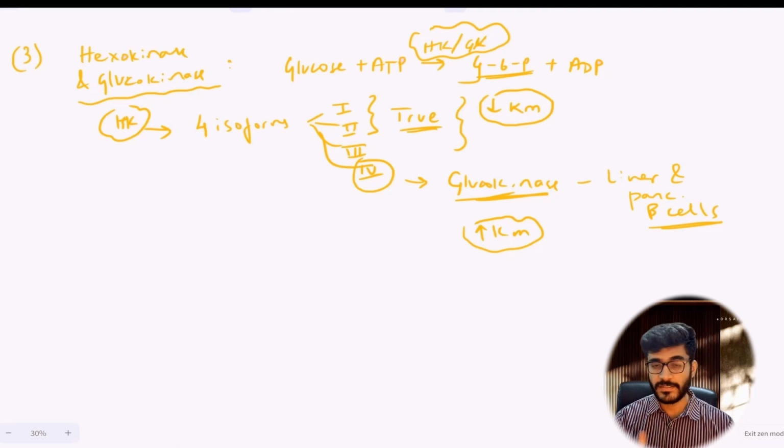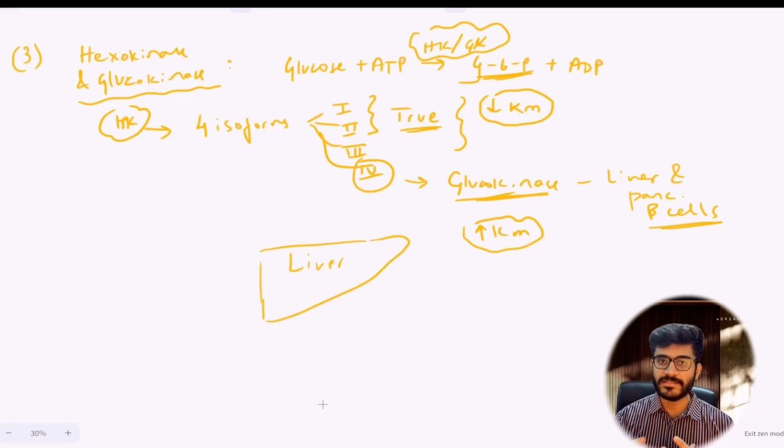And one specialty here is that it is not inhibited by the glucose 6-phosphate. There's no feedback inhibition like we saw in the first three. It can keep phosphorylating glucose even when glucose 6-phosphate levels are high. Now, if we talk about the role, the liver acts like a glucose sensor. After a meal, when blood glucose spikes, glucokinase rapidly phosphorylates excess glucose, and this channels it into glycogen synthesis or fatty acid synthesis. It helps the liver buffer blood glucose.